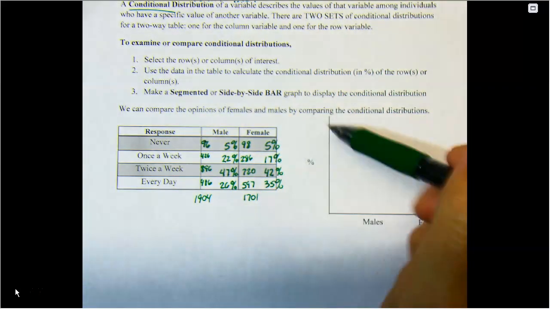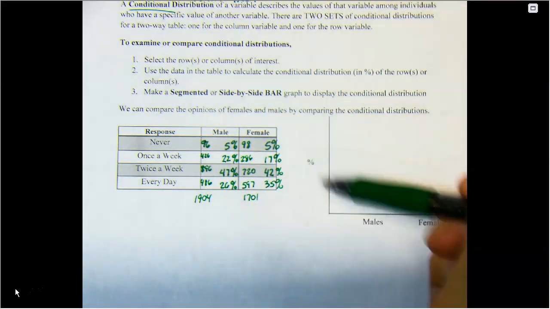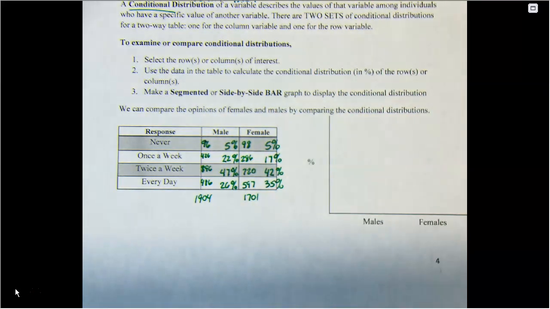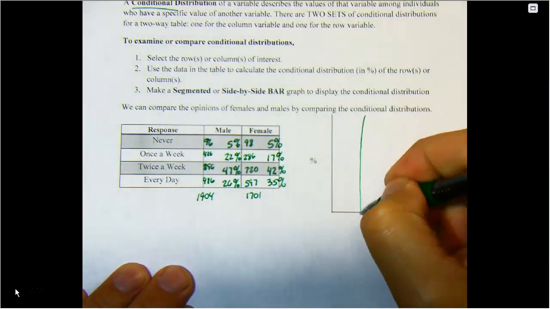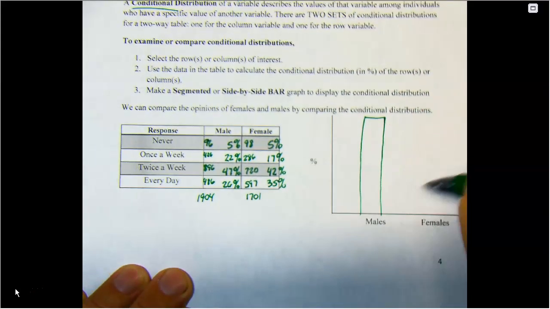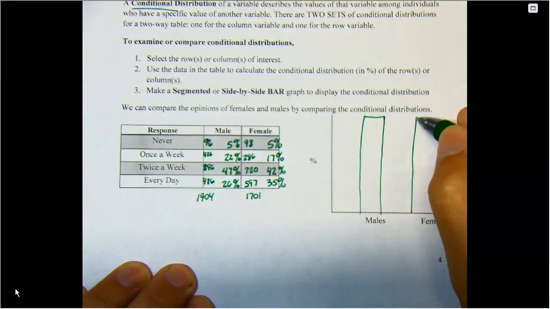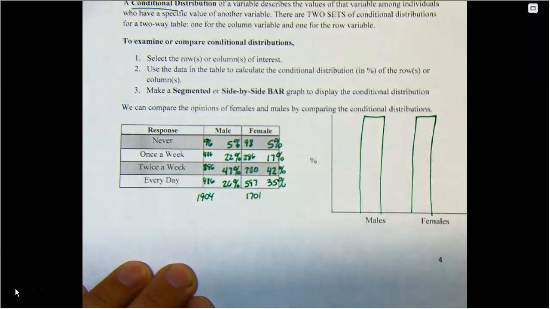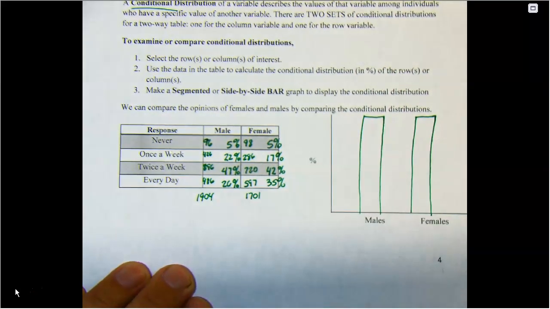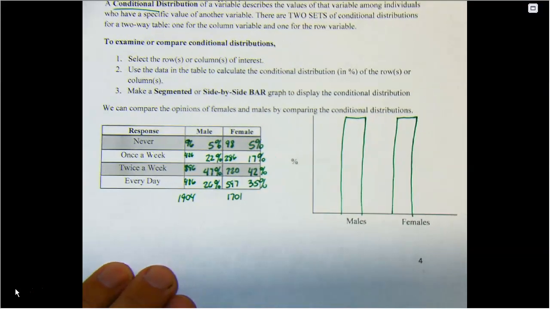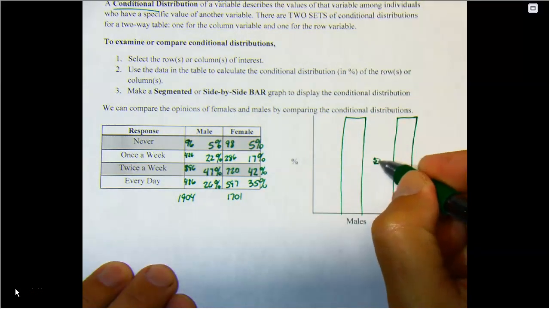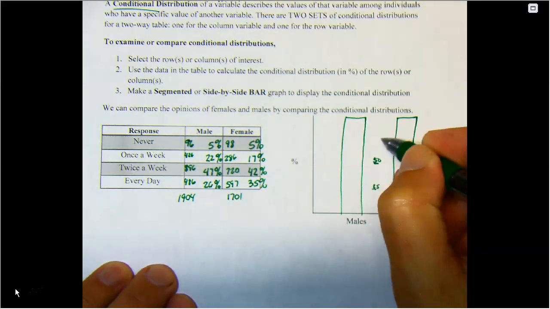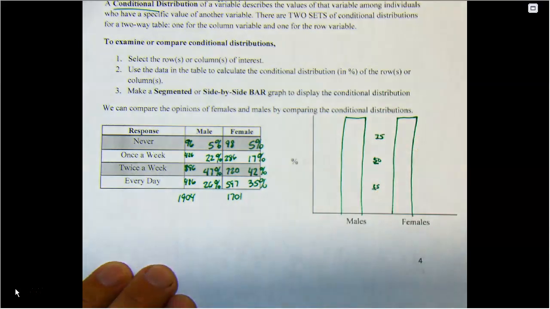So it wants us to create a segmented bar graph or a side-by-side bar graph. So again, we're going to do that. In my chart, I'm going to have a bar for males and a bar for females, and each bar represents 100% of everything. So we need to estimate where things are. I'm going to say in here is the 50% mark, half of that is the 25% mark, and above is 75%. So roughly that's where we're at.